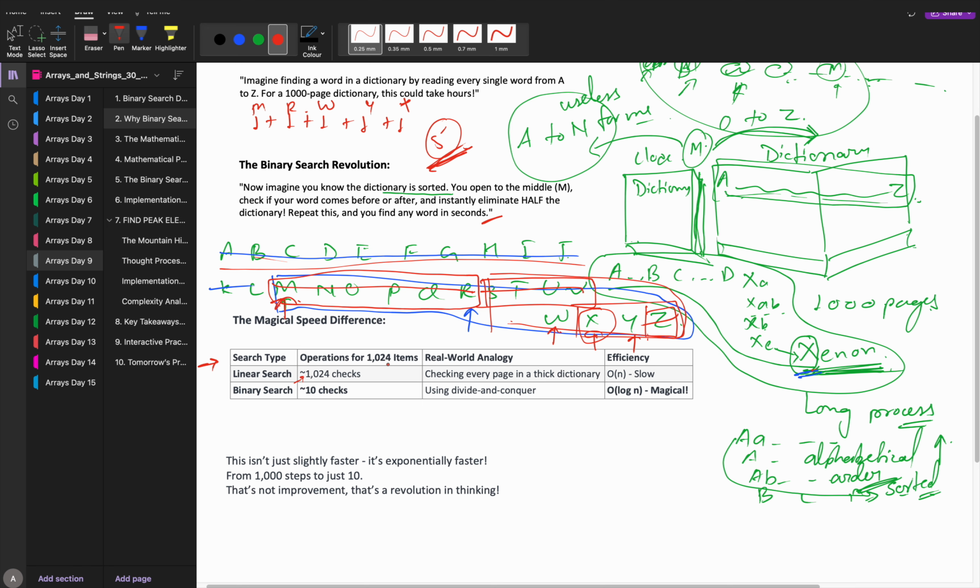Okay. So linear search, let's say I have 1024 items, okay. And the item I'm searching for is the last item, then I would have to do 1024 checks. But because I am halving my search space in every successive comparison, I would have to do just 10 checks. Magical, right? Comparatively, 1024 is too big compared to 10. But if I increase the number, it will again show you the significant difference. Don't worry, it is going to come next.